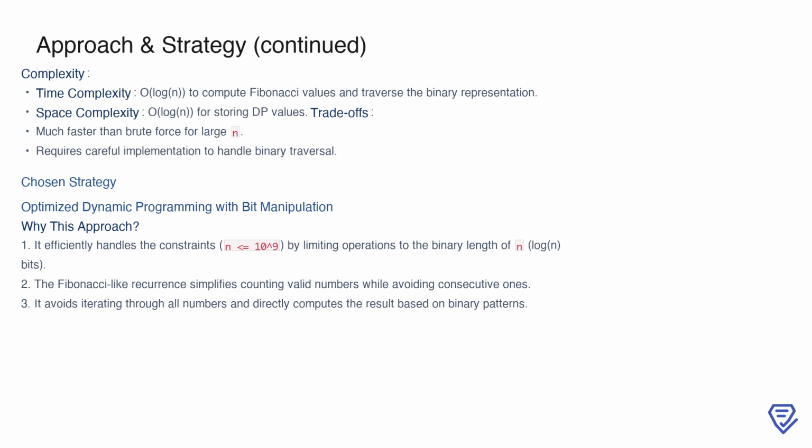The trade-offs here include the need for a more careful implementation to ensure accurate binary traversal and adherence to the recurrence relationship. However, the benefits far outweigh these challenges. By directly computing the result based on the binary structure of n, we avoid the exponential growth and complexity that comes with processing each number individually. This makes the DP approach much faster and more scalable.